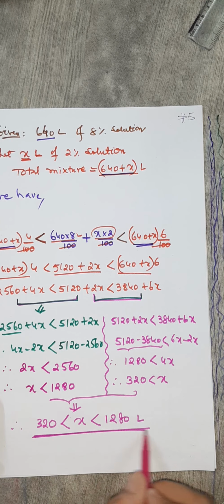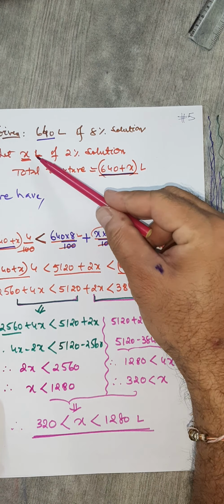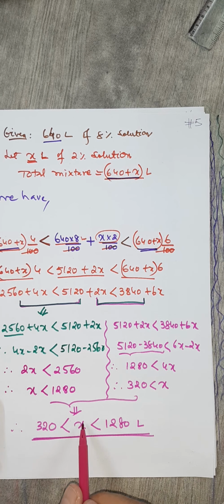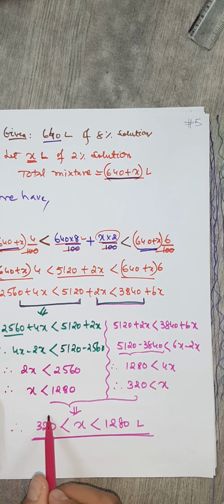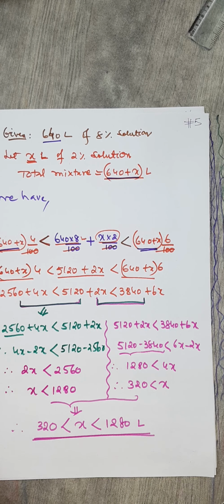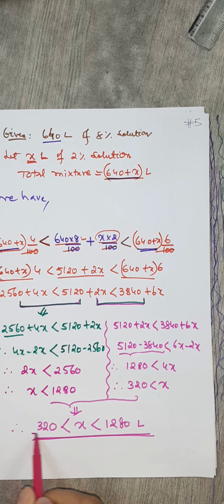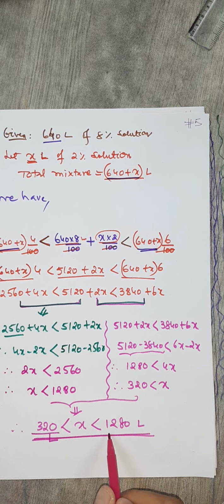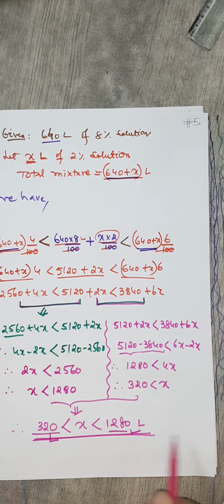So this is your final answer. How many liters of 2% solution should be added? That solution must be more than 320 liters and less than 1280 liters. Remember, this much should be added: more than 320 liters and less than 1280.